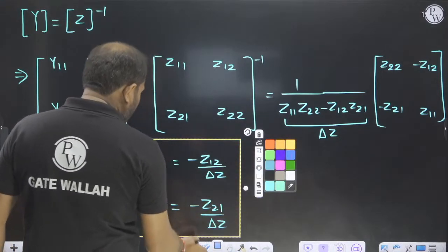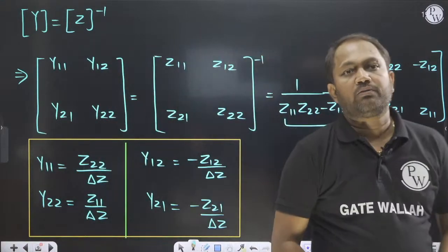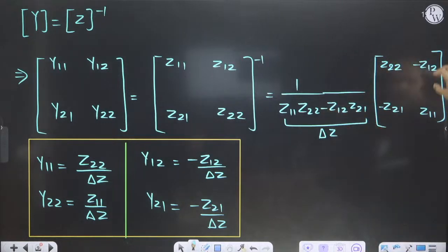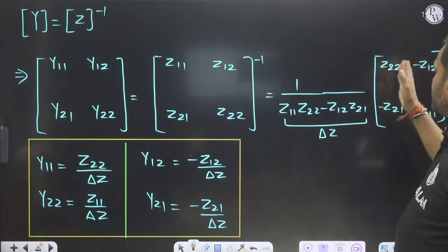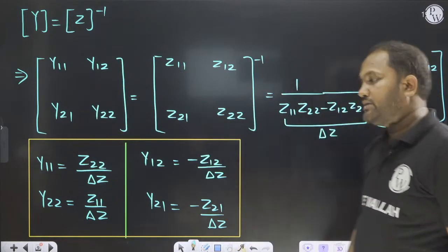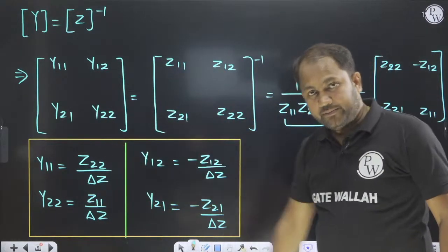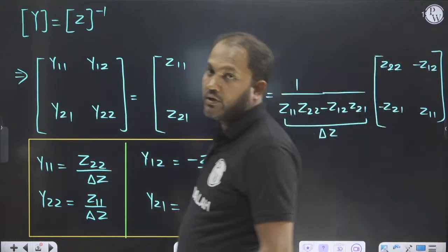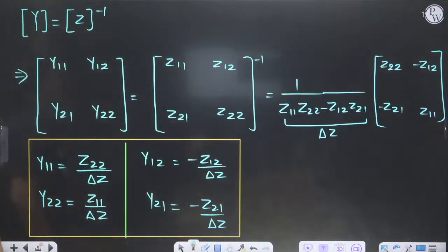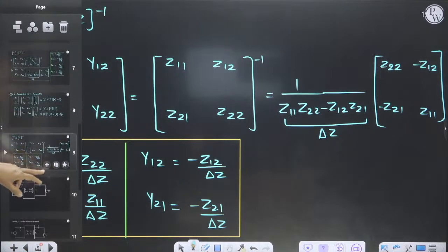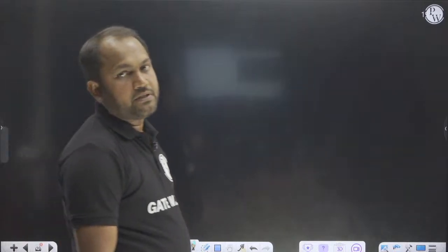It is very important. So it will be Z22 divided by delta Z, minus Z12 divided by delta Z, minus Z21 divided by delta Z and Z11 divided by delta Z. The first one will be compared with Y11, the second one with Y12, the third one with Y21 and the fourth one with Y22. Like that we will compare. So this is the conversion of Y parameter to Z parameter and Z parameter to Y parameter.